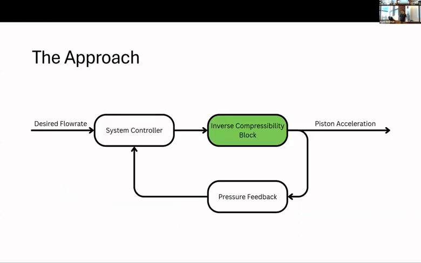So our current approach is to have our desired flow rate as an input to our system and have a system controller. And we are trying to develop this inverse compressibility block and output a piston acceleration in order to control our system with a feedback of a pressure sensor embedded in the top of the nozzle that will then feed into the system controller and have an active feedback system.